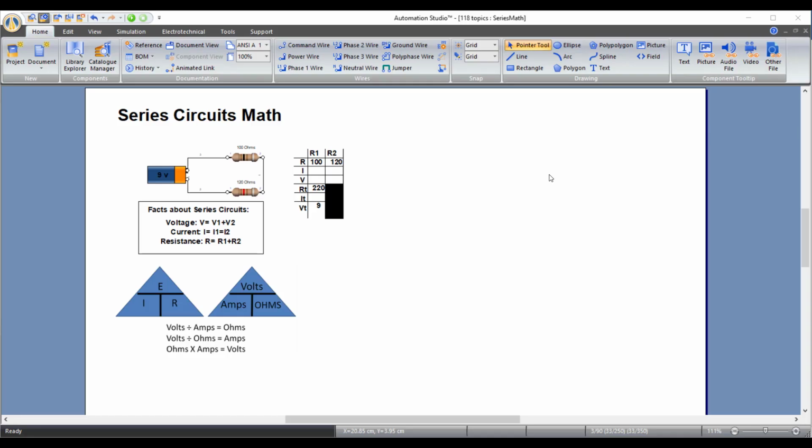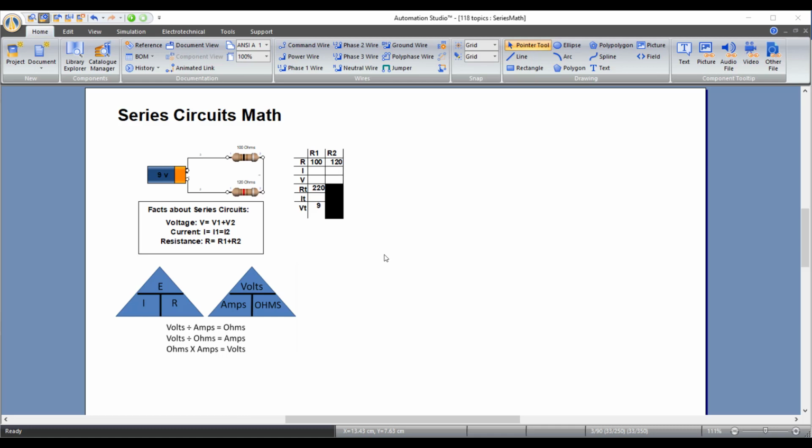Hello everybody. Today we're going to go over series circuits math. This should be pretty straightforward, and it's a good primer for when we go forward to parallel and then eventually combined circuits. And this one's a little bit easier because it's pretty upfront.